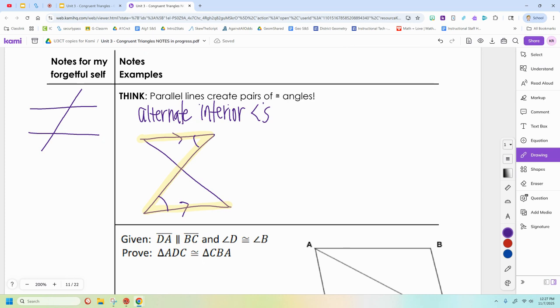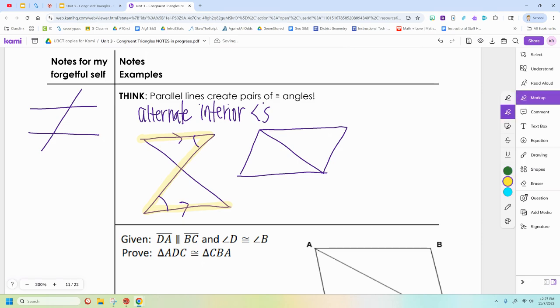I know it's a little bit harder to draw. Just do the best you can. So if I draw this picture like this, I'm drawing this parallelogram. You guys remember this guy? And I'm going to go ahead and draw this diagonal in. And then this is where I would do my highlighting.